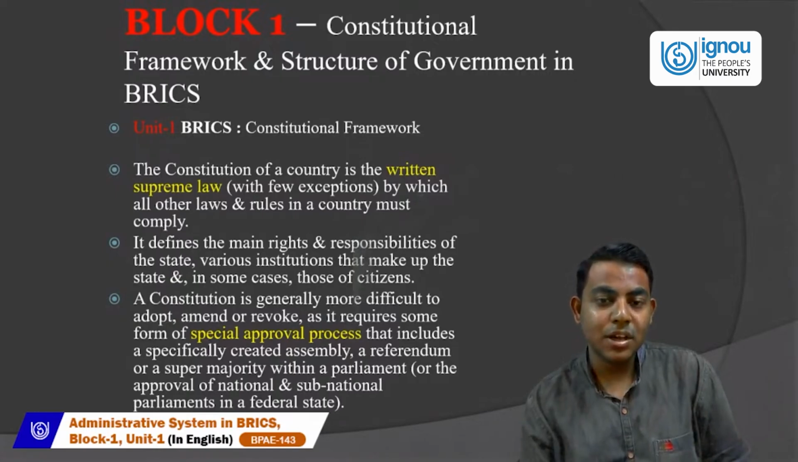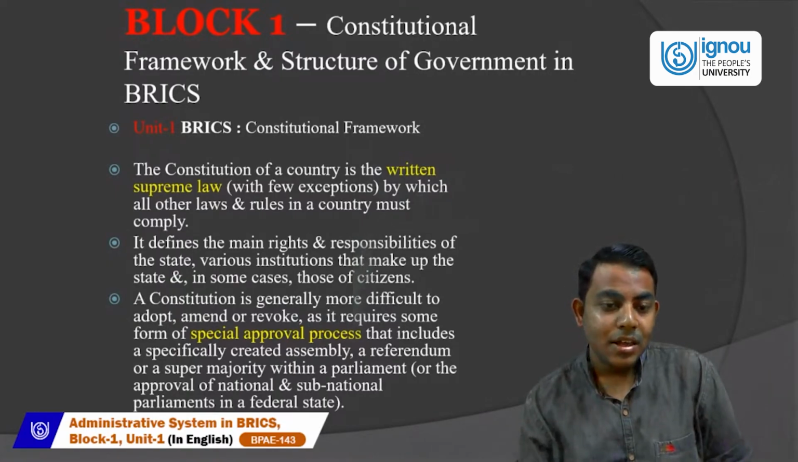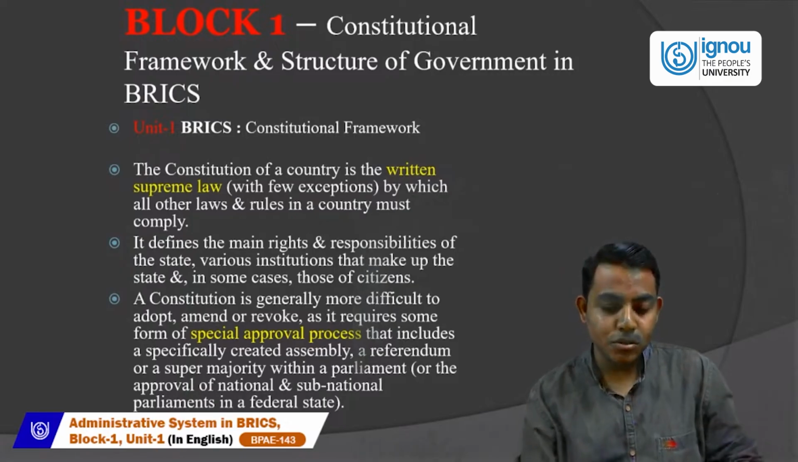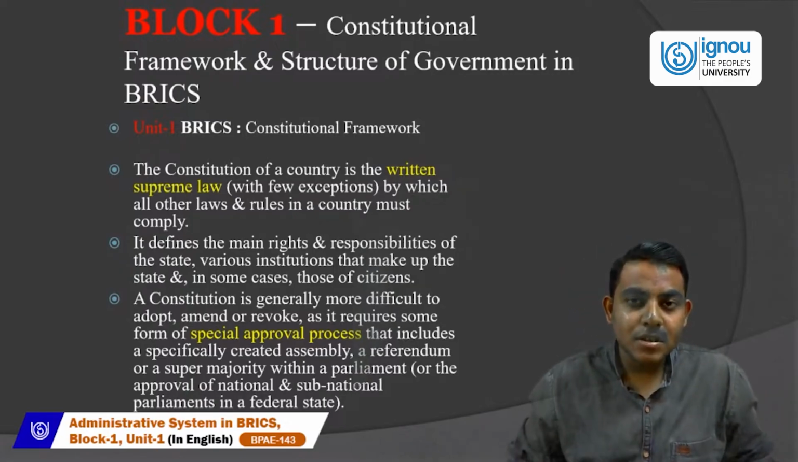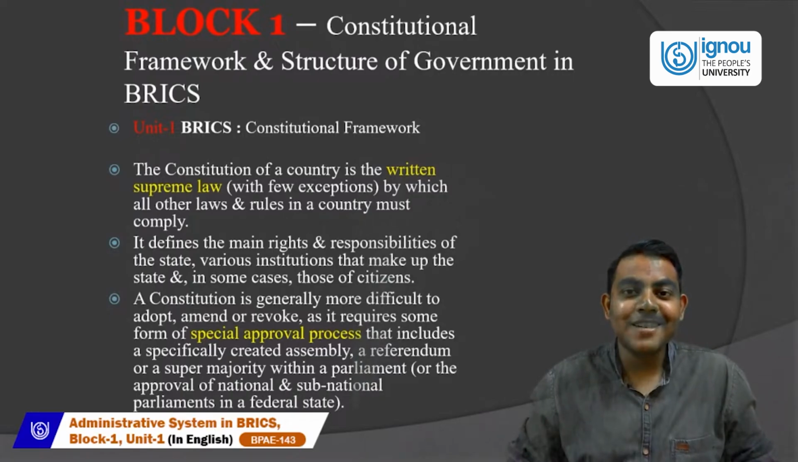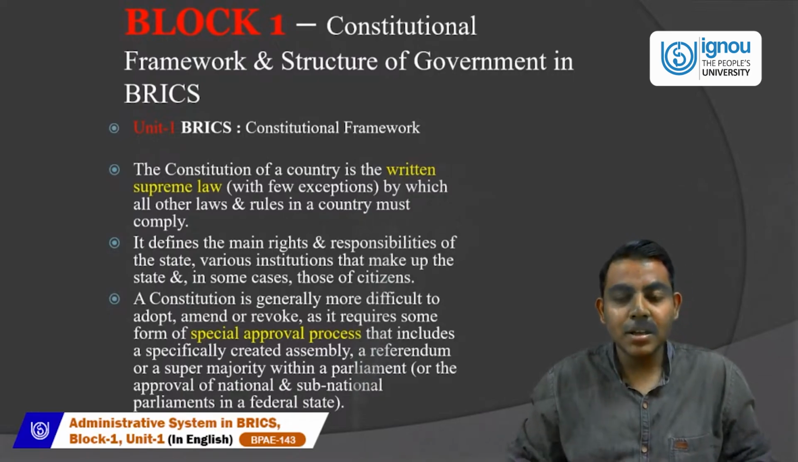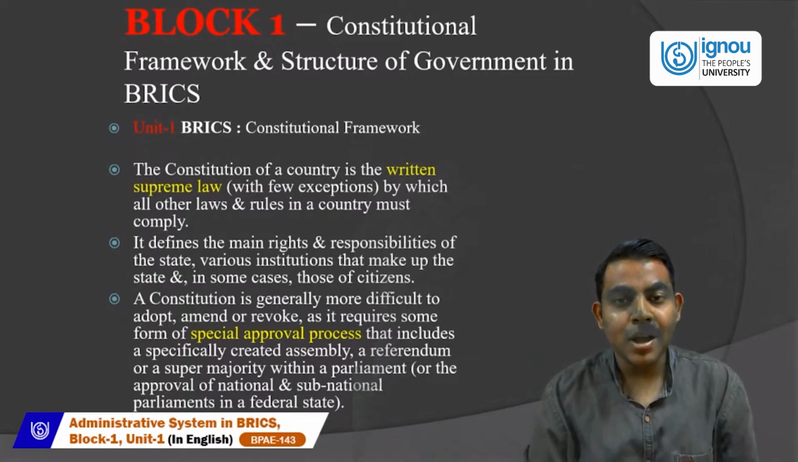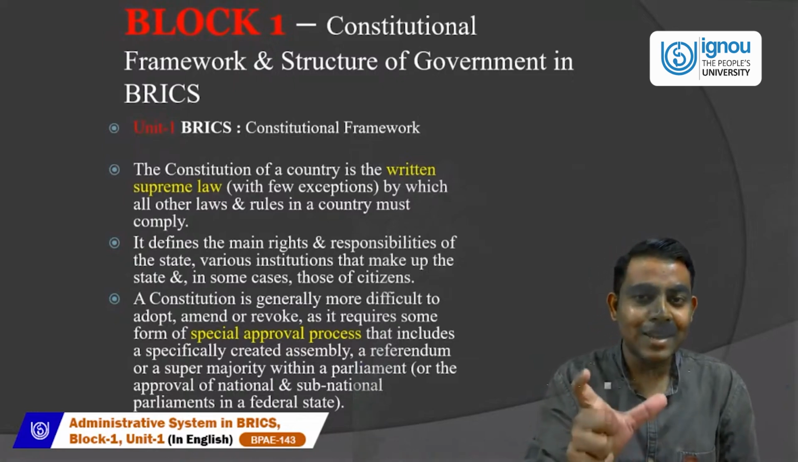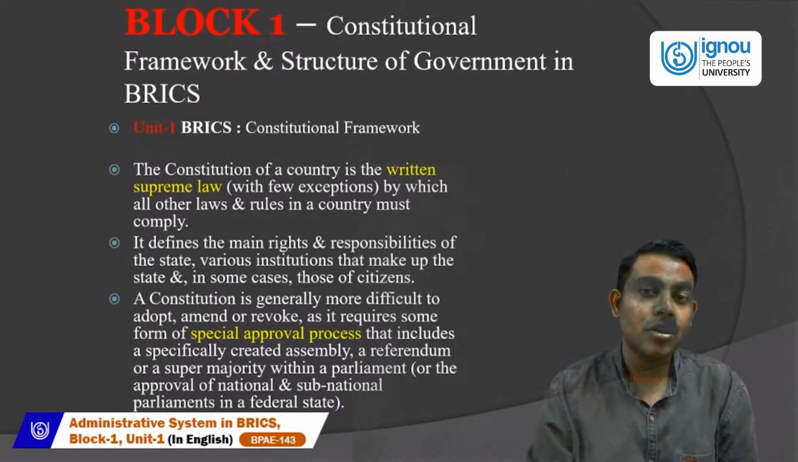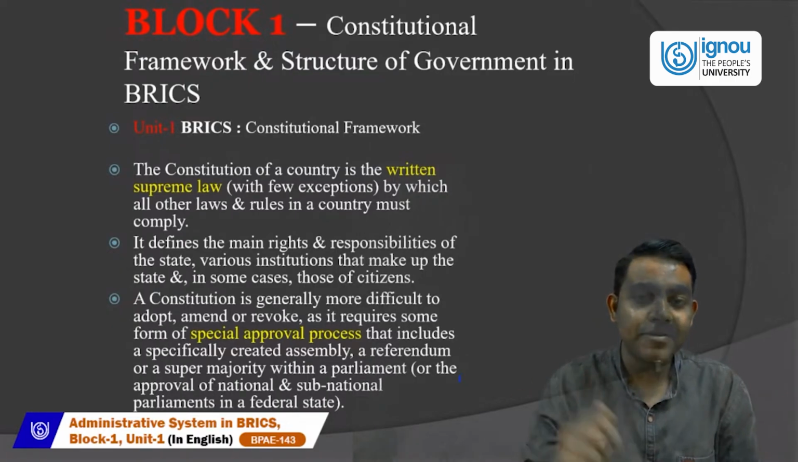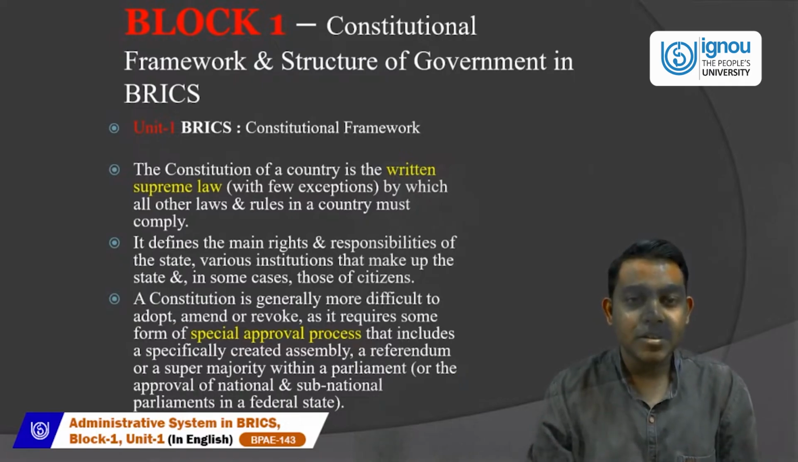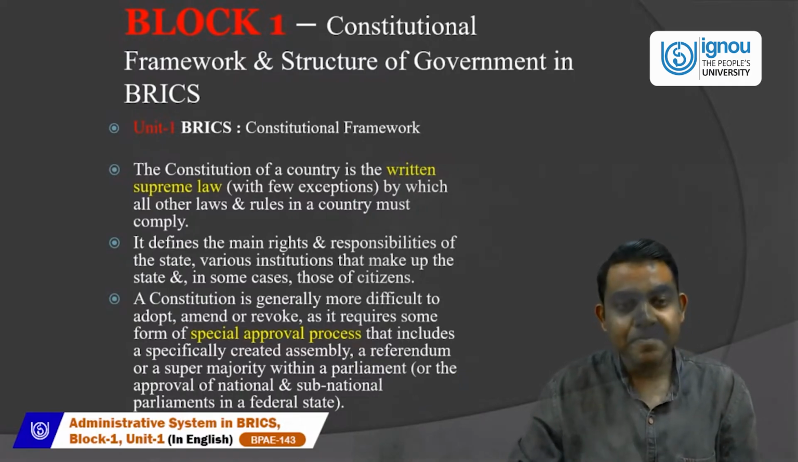So if the government of India wants to amend the constitution in such a way that it affects the federal structure of the country, if it wants to amend the federal provisions of the constitution, the provisions relating to center-state relations, then that amendment has to be passed not only in both houses of the parliament but also in more than half of the legislative assemblies. So that is what is being talked about here.